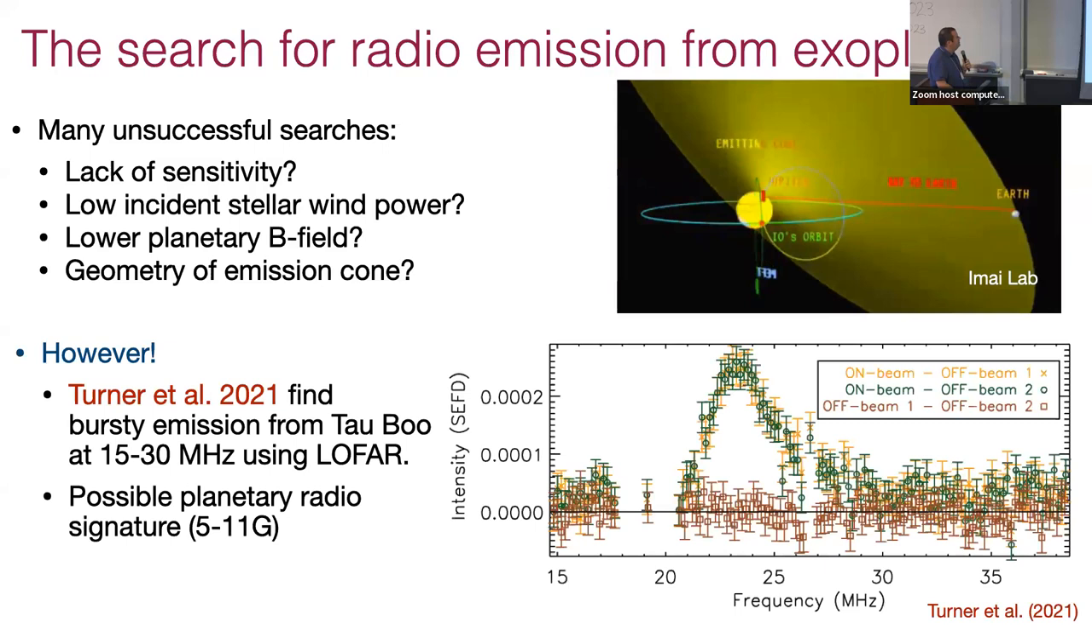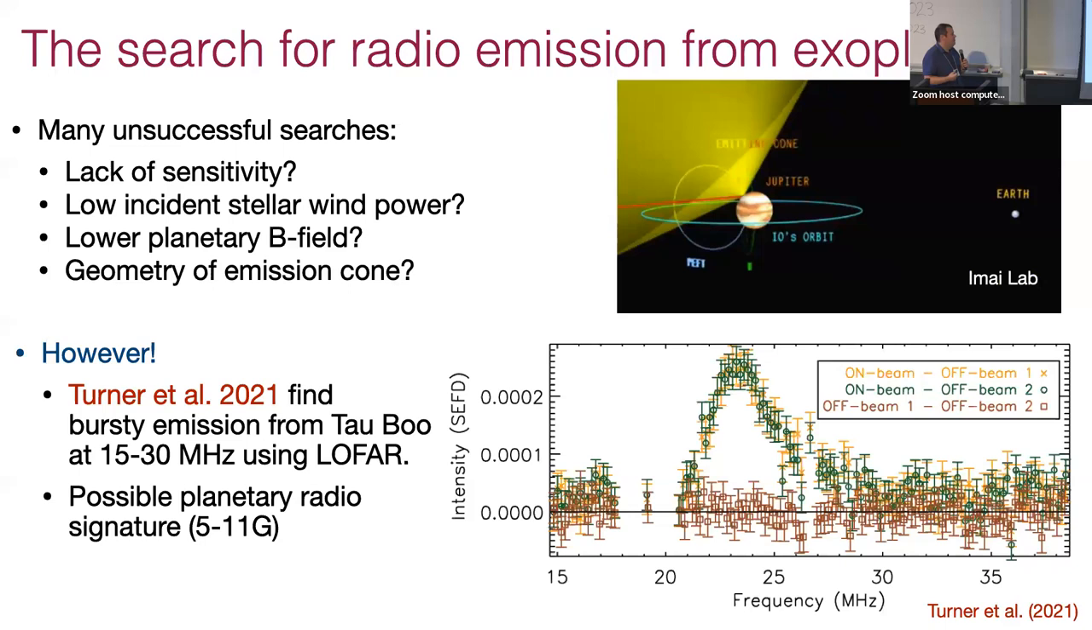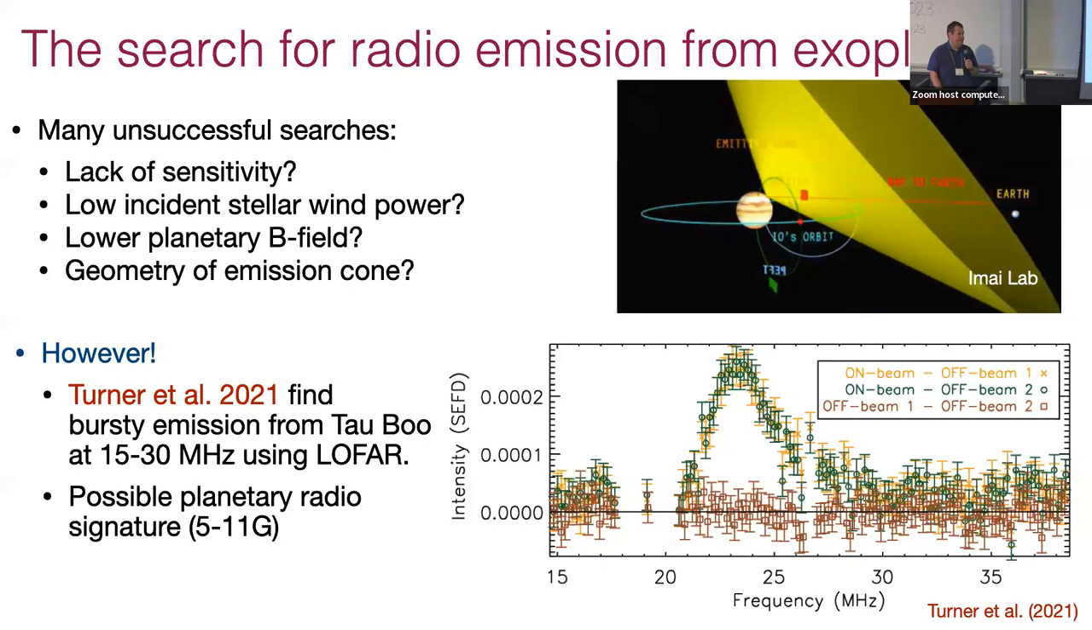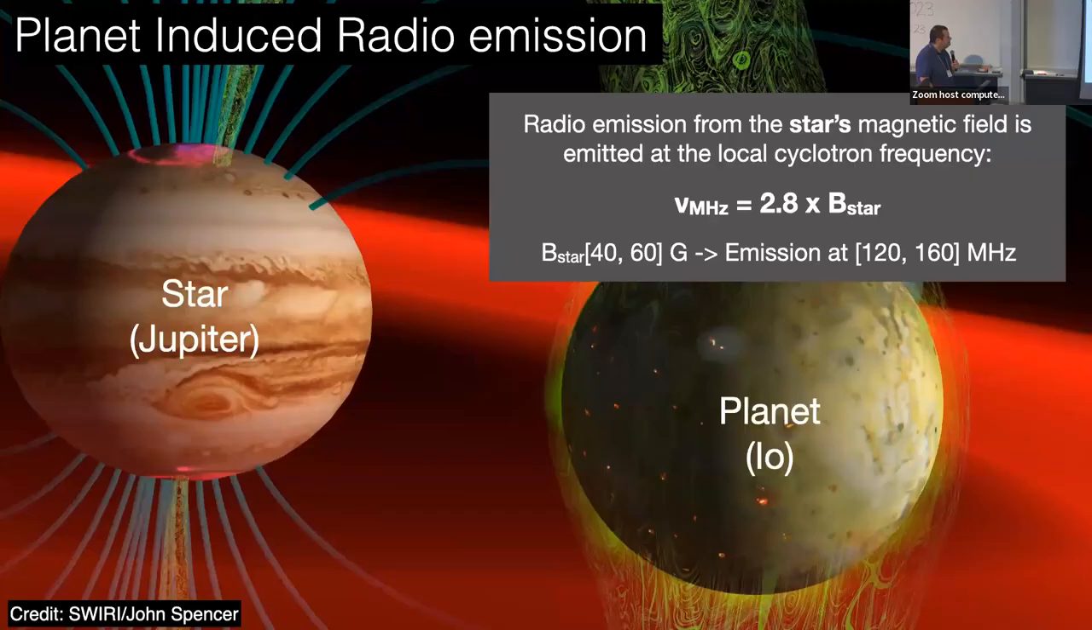There have been many searches that have not detected this, but recently Jake Turner, who is here in the audience, had a really cool result where they found bursty emission from the Tau Boötis system at 15 to 30 megahertz using LOFAR. I think this is a really promising result that could possibly be the first detection of radio emission from an exoplanet. If you use their observed frequencies, you end up with a planetary magnetic field strength of about 5 to 10 Gauss for this planet.